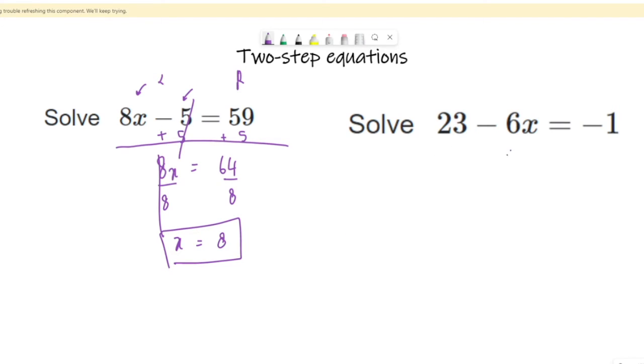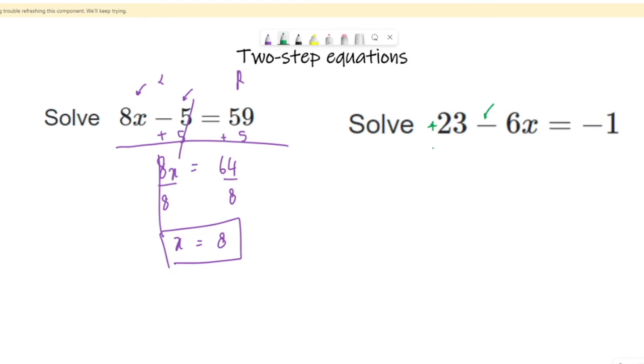Another example. Here you see the negative sign. This negative sign does not belong to 23. You can't do plus 23 and plus 23 on both sides. This will be wrong. The sign before the number belongs to the number. So this negative actually belongs to 6x, and before 23 there is no sign. It means that's a positive 23.